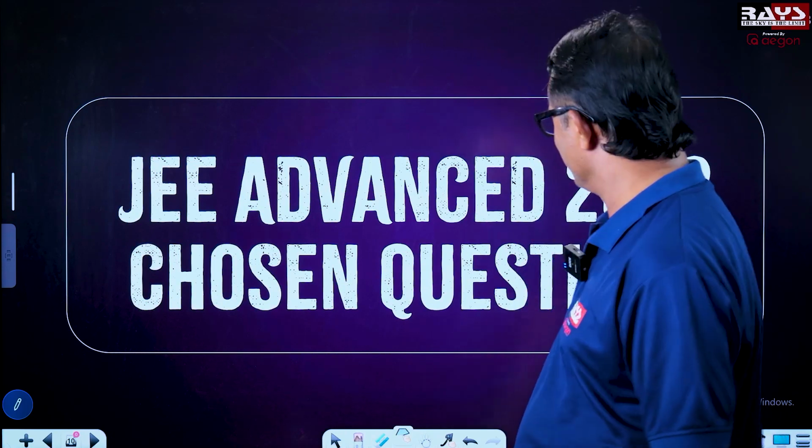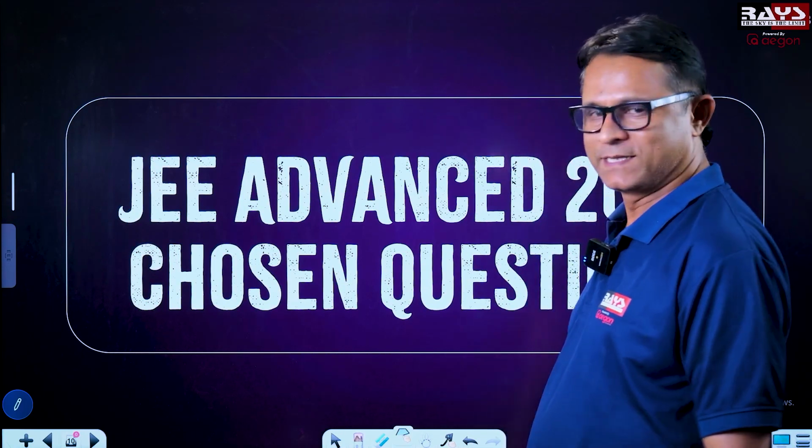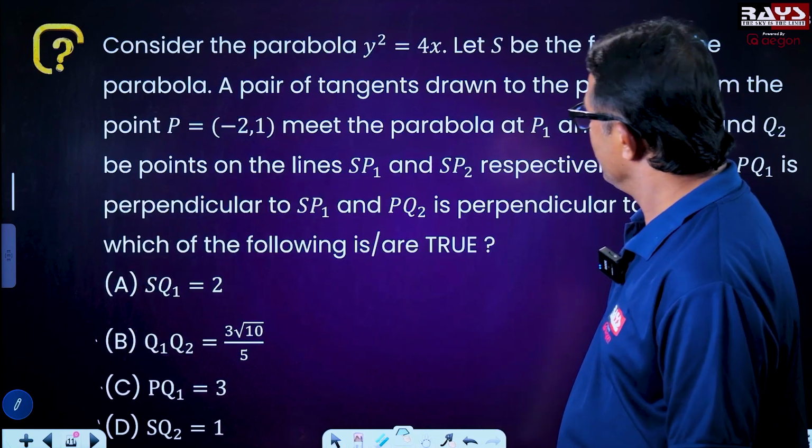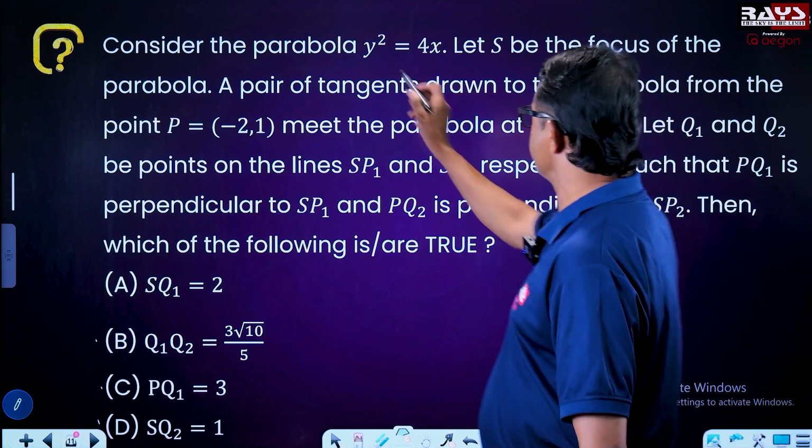Hello students, we are discussing the Advanced 2022 paper 1. Let us see this question. It's a question from conics. Consider the parabola y square equal to 4x.